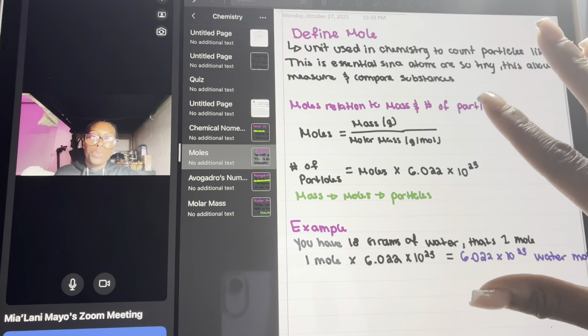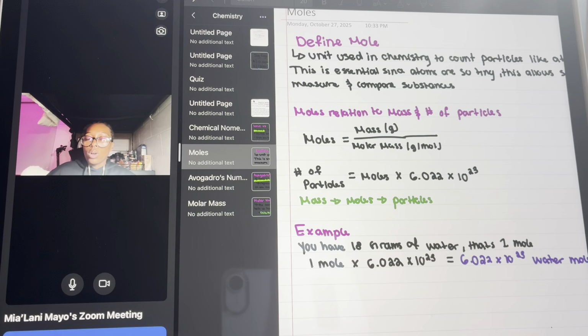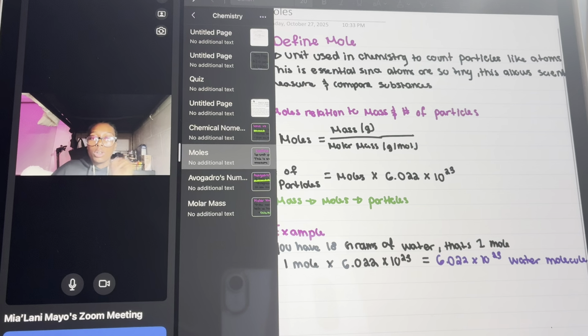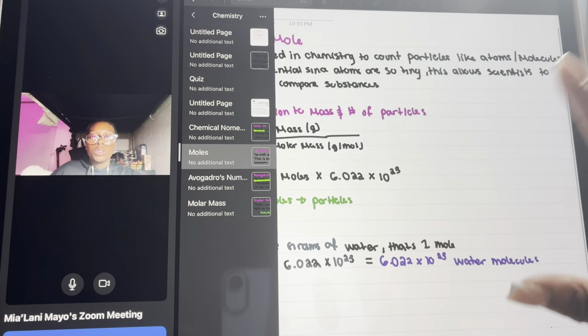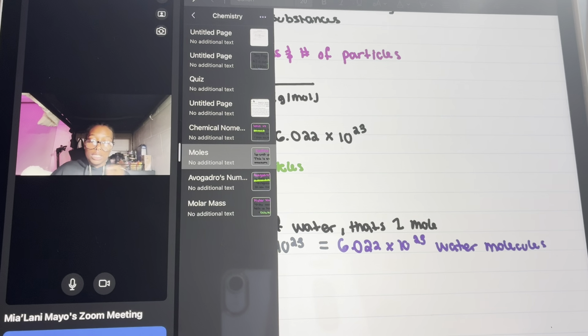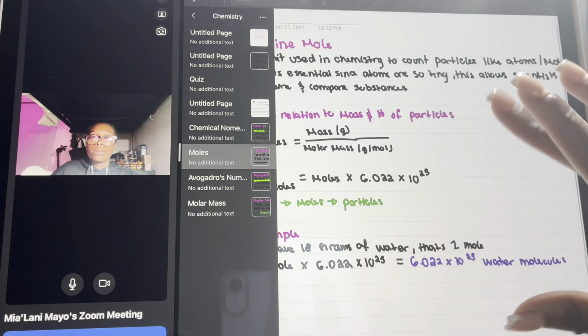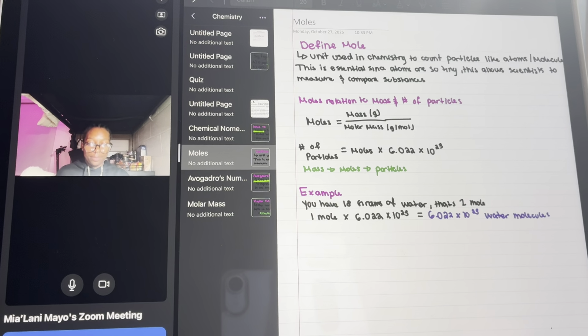Here's my example. You have 18 grams of water. That's 1 mole. So 1 mole times 6.022 times 10 to the 23 gives you 6.022 times 10 to the 23 water molecules. So whatever the moles are represents that unit.